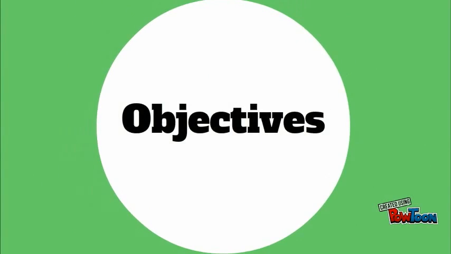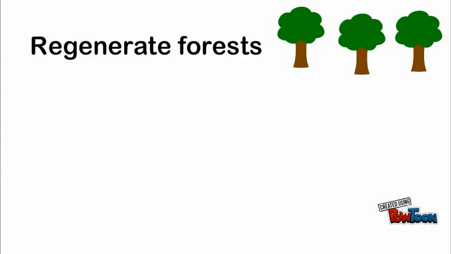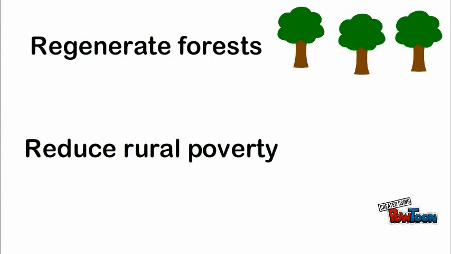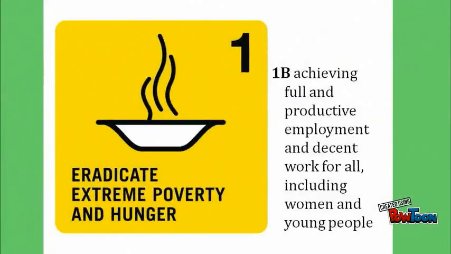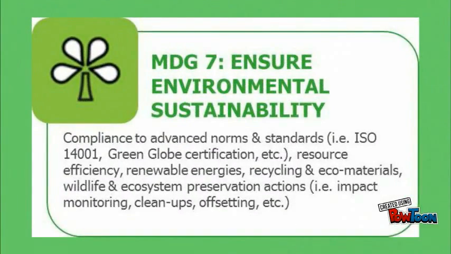Objectives. The broad objective of JFM is to regenerate forests and reduce rural poverty. Sustainable resource management goes hand in hand with poverty alleviation. This links with UN Millennium Development Goal, or MDG 1, eradicating extreme poverty and hunger. It also contributes to MDG 7 of ensuring environmental sustainability, and particularly Target 7A, integrating sustainable development into country programs and reversing the loss of environmental resources.